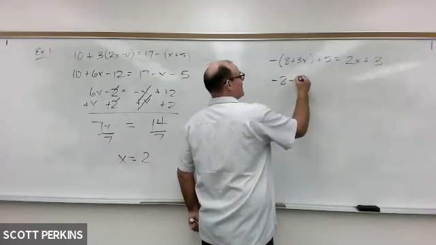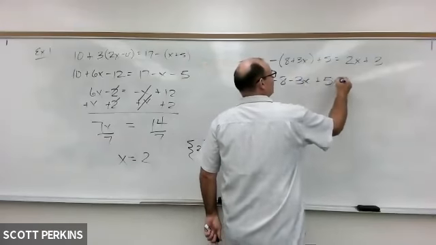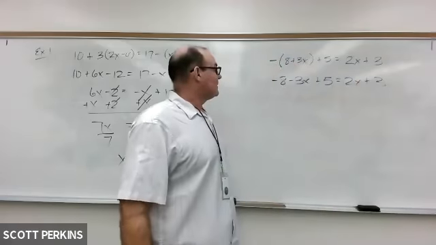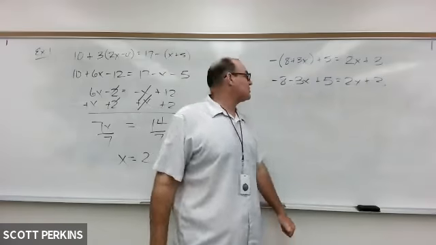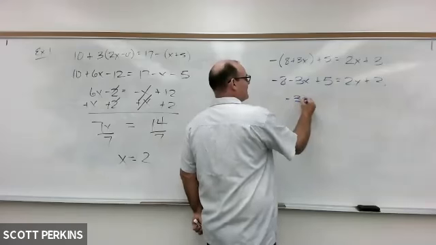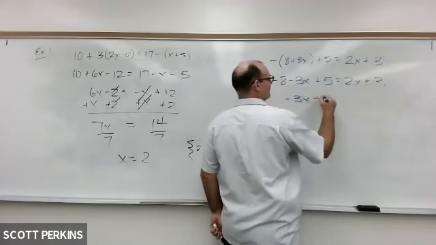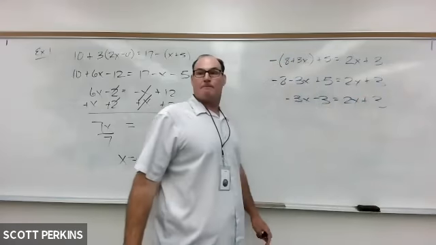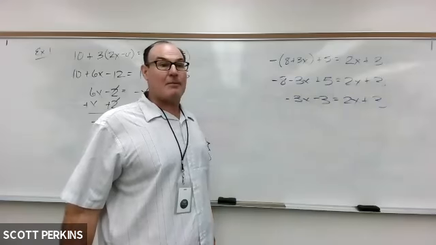So I have negative 8 minus 3x plus 5. The other side, there's nothing to distribute. Next thing I'm going to do is collect like terms. So I have negative 3x, and then negative 8 plus 5 is negative 3. There's no like terms on the right side of this. We okay? Questions, comments, concerns?